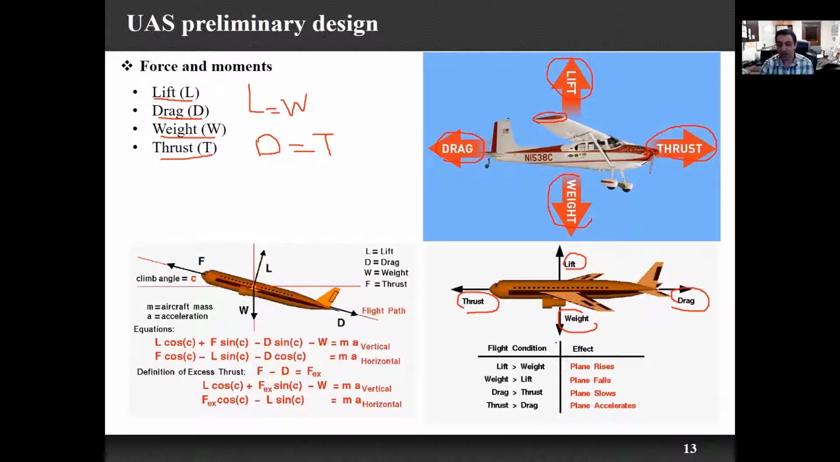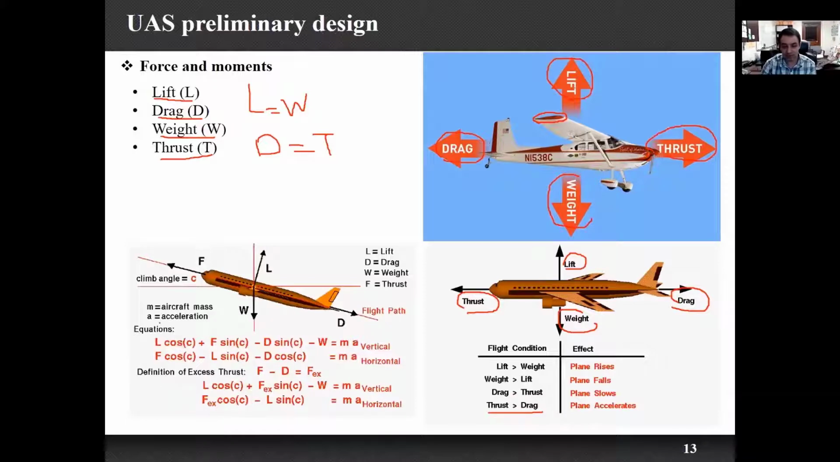There are some flight conditions. For example, if your airplane wants to go up, your lift should be greater than weight. If your plane wants to go down, your weight should be more than lift. If your airplane wants to slow down, for example in landing, if you go to an airport and the airplane wants to land, you want more drag to be able to land it, so drag should be more than thrust. And if your airplane wants to accelerate, your thrust should be more than drag.